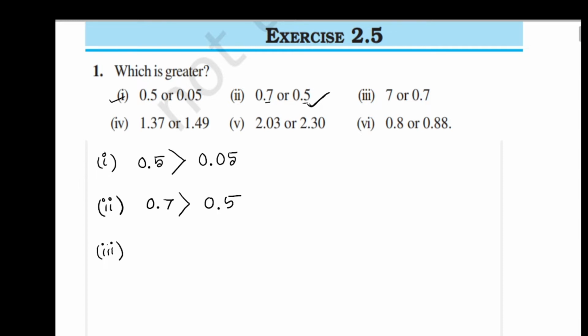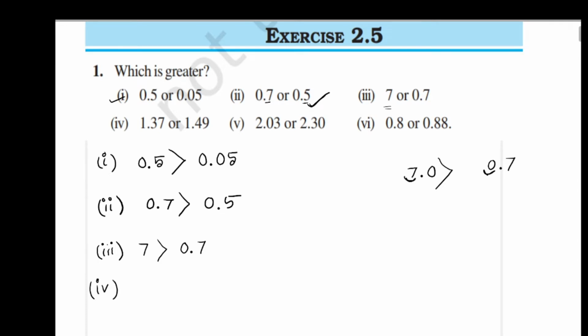Next, question number 3, 7 and 0.7. This is not in the form of a decimal, but we can write 7.0, and here it will be 0.7. Now see, definitely before the decimal point, here it is 7, here it is 0. So which one is greater? This one. So 7 is greater than 0.7.